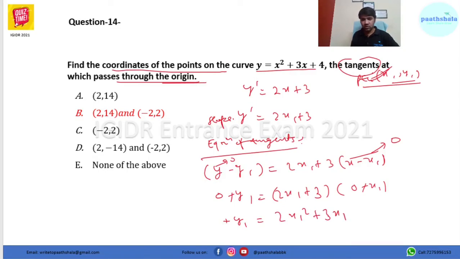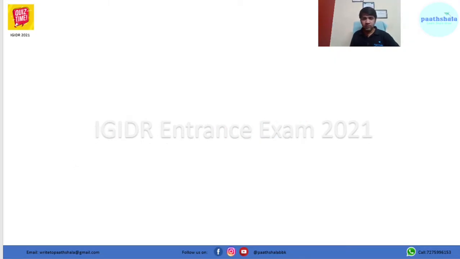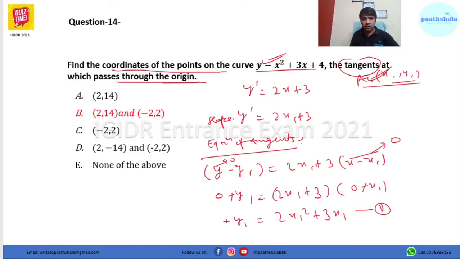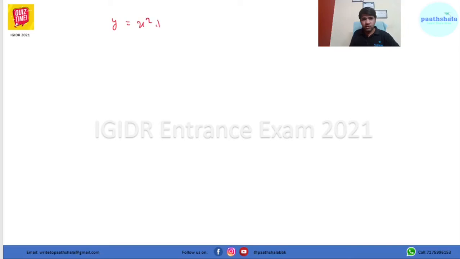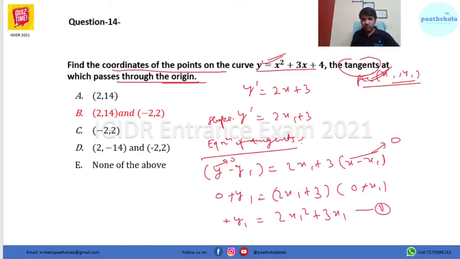Okay, so let's suppose this is equation 1. This point will also exist on this curve. We have a curve that is y equals x square plus 3x plus 4. So the point x1, y1 is lying on this curve. So let's assume this as equation 2. And our equation 1 was y1 is equal to 2x1 square.